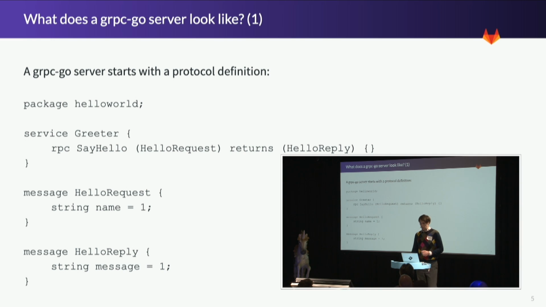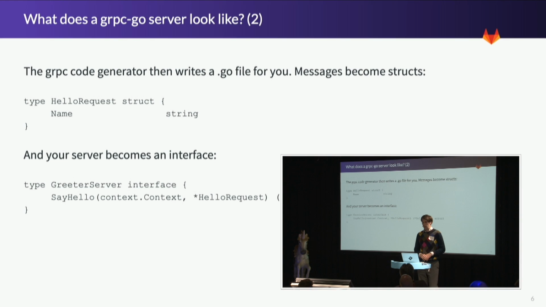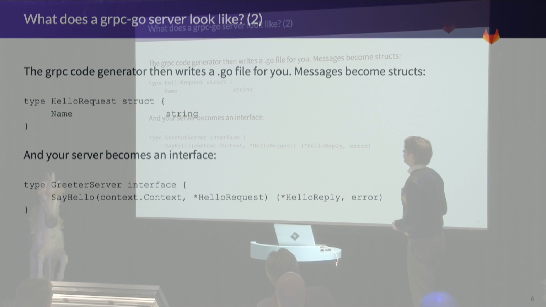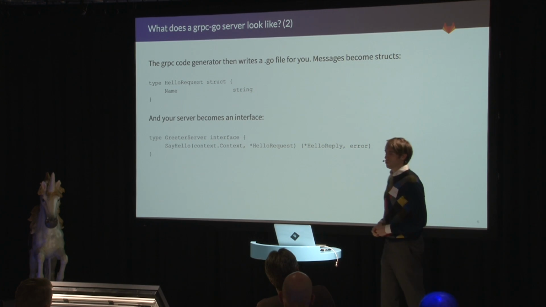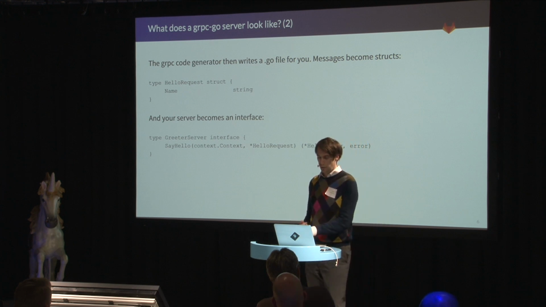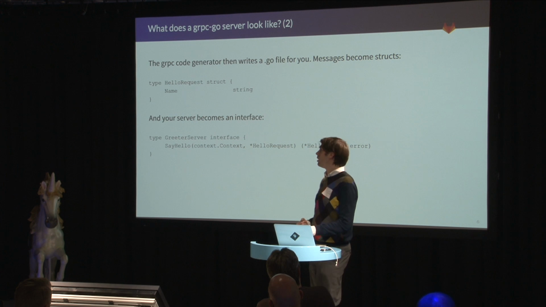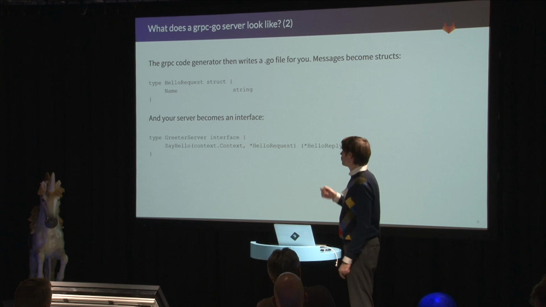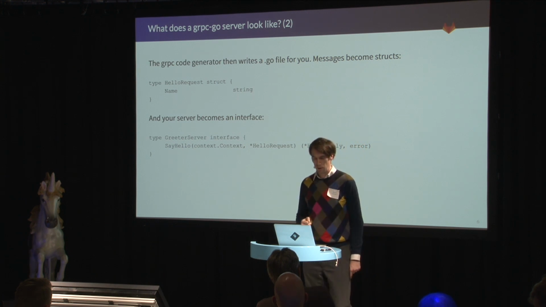So after you write this, you need to run a special code generator on that, and that will create a .go file for you. And then that .go file is a package you will include into your Go application, so you use it like library code. And the important thing in this example is that your requests become structs. So we had a HelloRequest with a lowercase name, but in Go, a struct should have a capital letter on exported fields, so it becomes capital N Name.